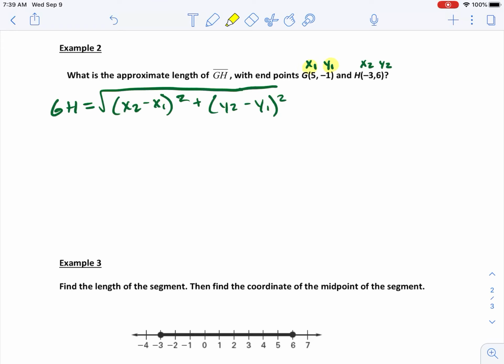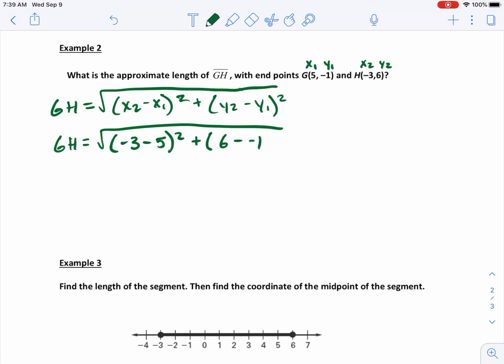So again, my first point here, I got my first x, my first y. So that's why it's x1, y1. And then my second point, second x, second y. So that's why I'm using x2 and y2. And our next step is just to substitute in our known values now. So instead of x2, it is -3, minus, instead of x1, I label that to be 5, and then squared, plus, instead of y2, I label that to be 6, minus y1, which is -1.